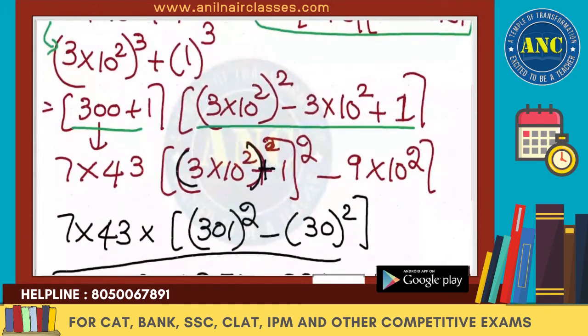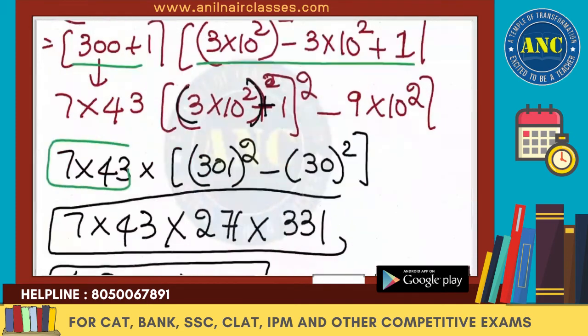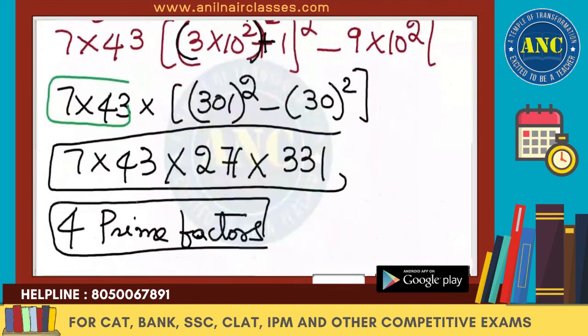So the other factor can be written as (3 into 10 square plus 1) whole square minus 9 into 10 square. So this is 7 into 43, and a square minus b square is 301 square minus 30 square. So we get 7 into 43 into 271 into 331. So in total there will be 4 prime factors. I hope it is clear, right?